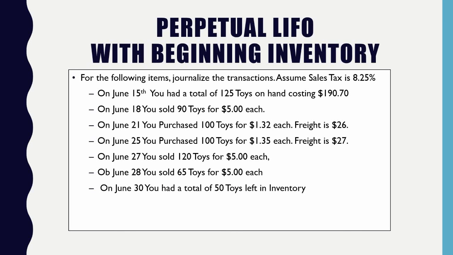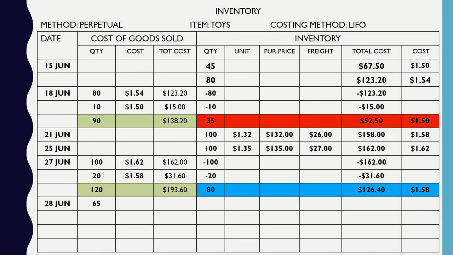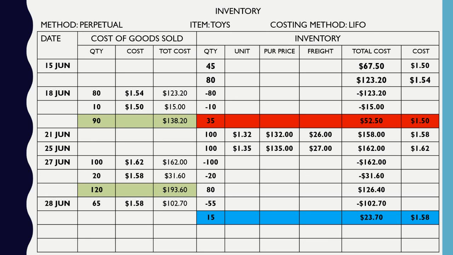Last but not least, we made another sale of 65 toys. So once again, we're going to eliminate from which batch? Blue. We're going to eliminate from the blue. So there it is, 1.58 times the 65 to get you 102.70. We're going to eliminate that from the blue batch to give us a remaining balance in my blue of 15 items at $23.70.